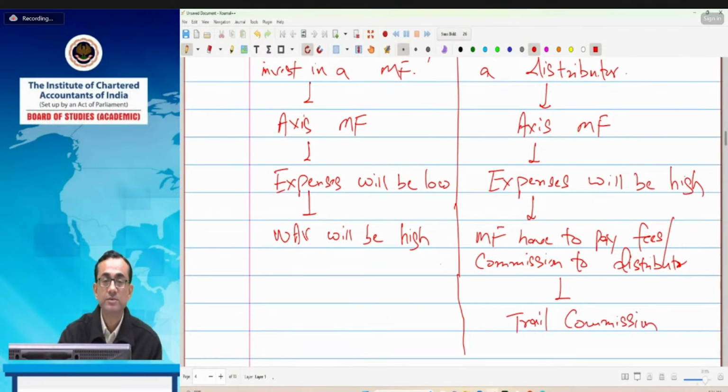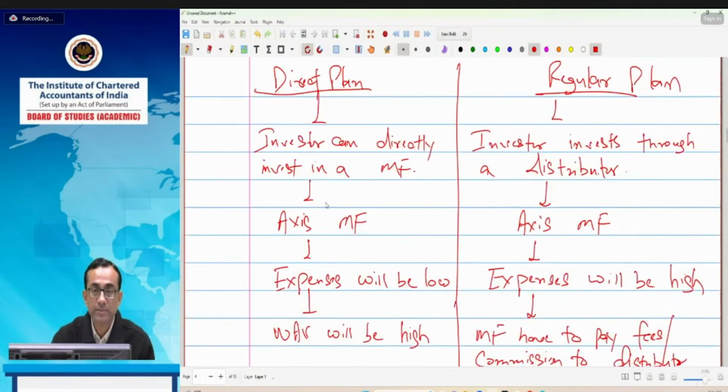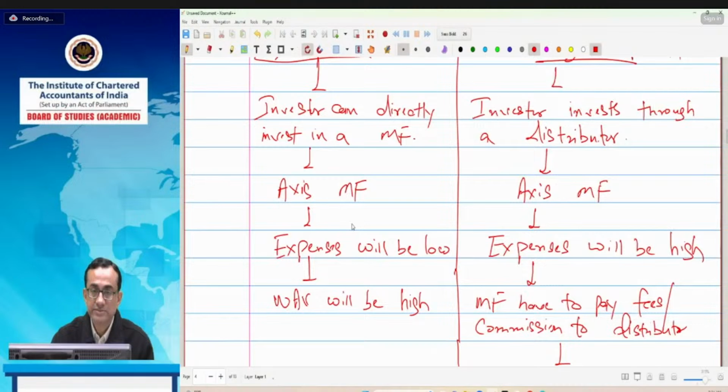In the direct plan, there will be no distributor expenses, because the mutual fund investor is directly investing into it. One goes to the website of the Axis Mutual Fund and directly invests in the mutual funds of Axis Mutual Fund. But this will be beneficial only for those investors who have sufficient time to research and analyze.